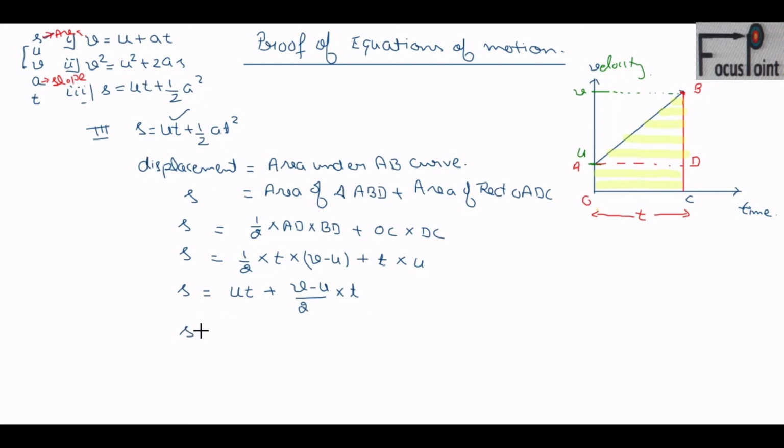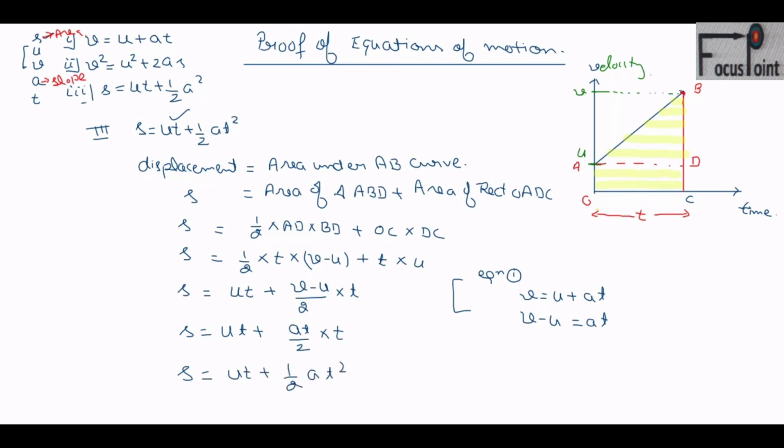After that, displacement is equal to UT plus. Now again in a similar manner, I'll put the value of V minus U from equation number 1. Equation 1 was V is equal to U plus AT. So V minus U is equal to AT. This V minus U I'll put as AT, so it will become AT over 2 into T. So this S will become UT plus half A T into T, which is T square. So this is the proof of the third equation.